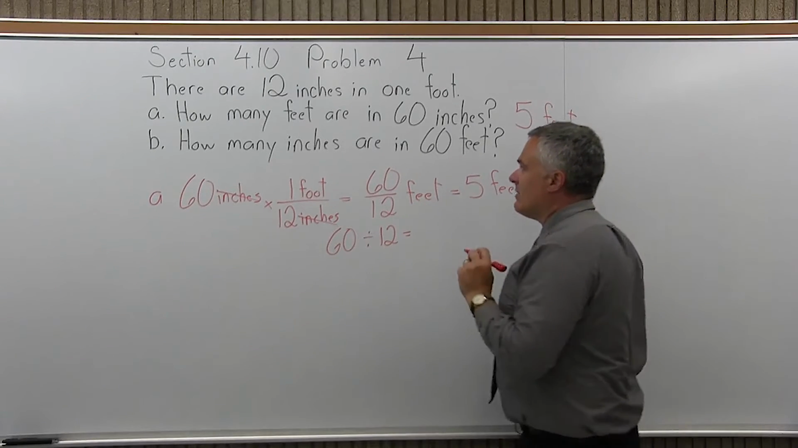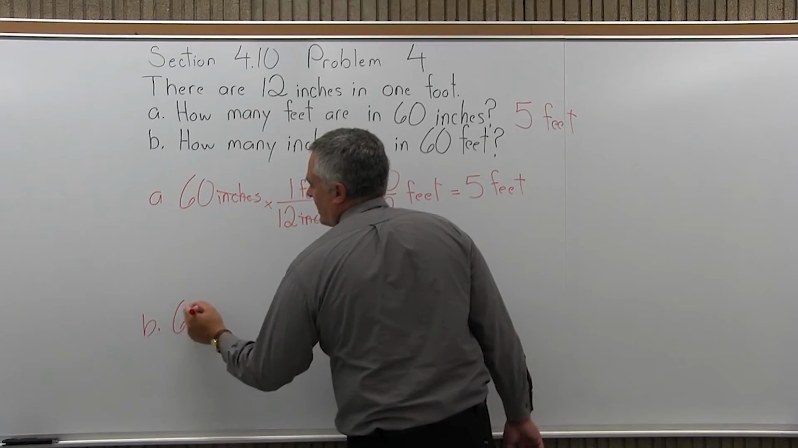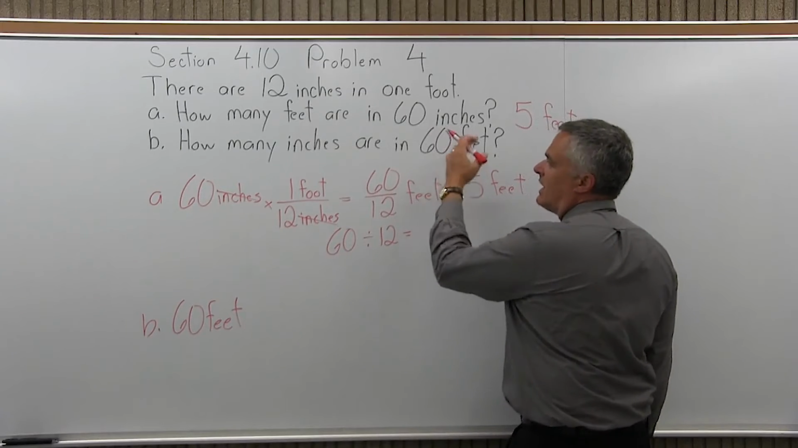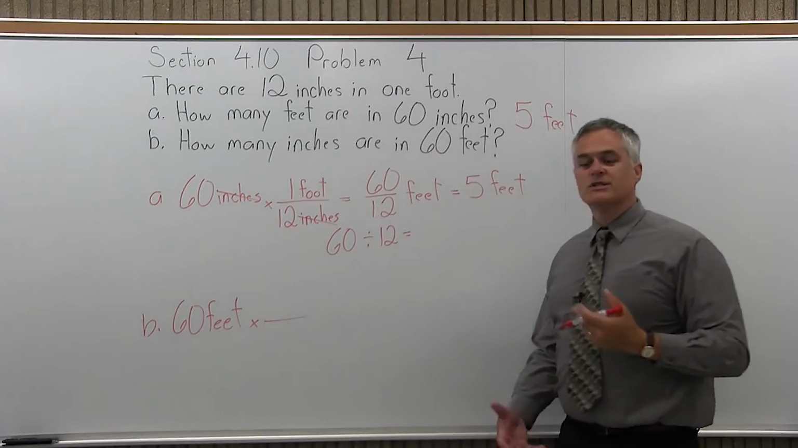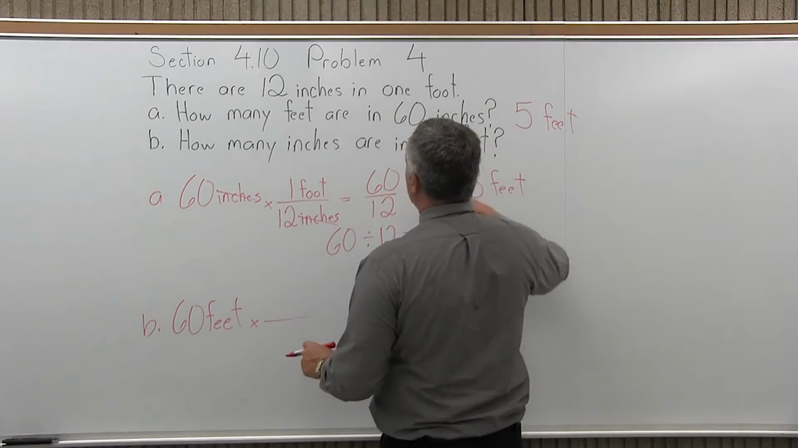And then for B, how many inches are in 60 feet? So again, start with the amount that's given. What's given is 60 feet. I want to convert that. I want to make it inches. So I'm going to multiply by a fraction that's equivalent to a 1. Same amount in the numerator and denominator.